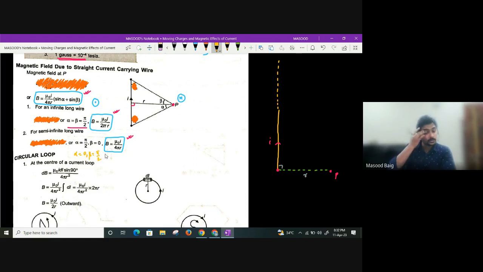But for a semi-infinite long wire, remember, only in one case will you get mu naught I by 4 pi r. What is it? When the point is exactly opposite to the fixed end, at a distance of r. Clear, all of you? So due to a finite wire, mu naught I by 4 pi r times sine alpha plus sine beta. Alpha and beta are the angles made by the dotted lines with the horizontal.